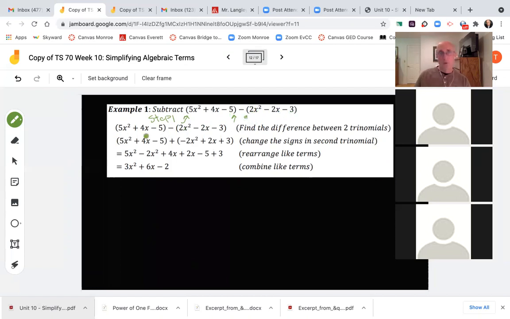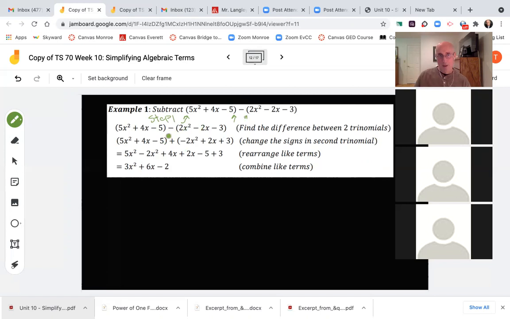So we rewrote the whole thing out right here. Find the difference of the polynomials. That's why they said this. It's the same thing as it's already written out here. See, they already put the parentheses here. But now, change the sign in the second trinomial. So let's look at this one. We don't change any signs in the first one. Leave that one alone.